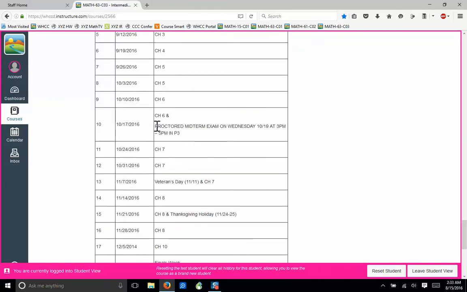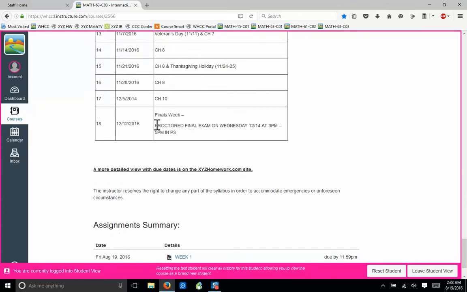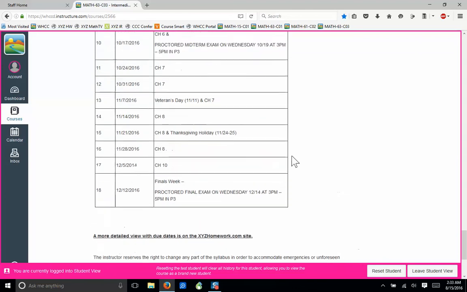Okay, so a few things here. Just note here's that proctored midterm exam, again stated on the 19th of October. Here's your proctored final exam stated on December 14th. Okay, take a look at the syllabus.